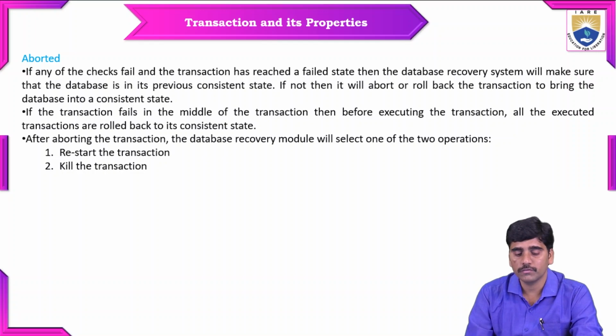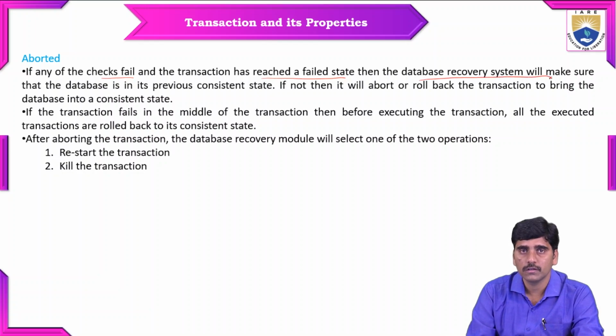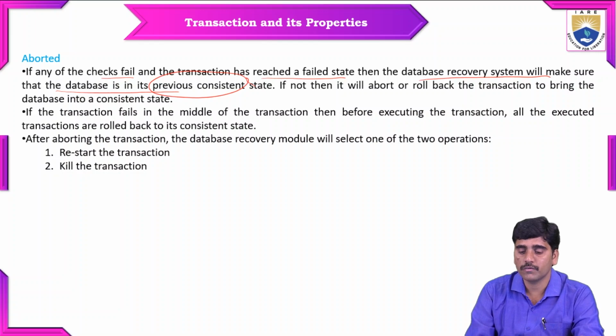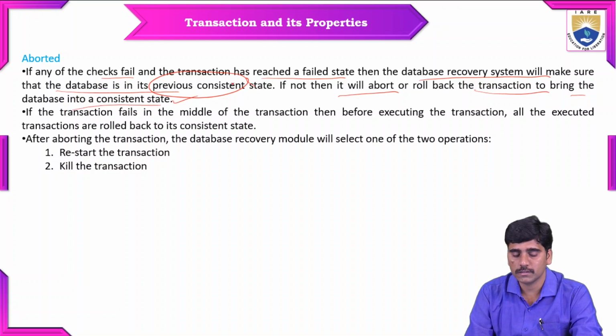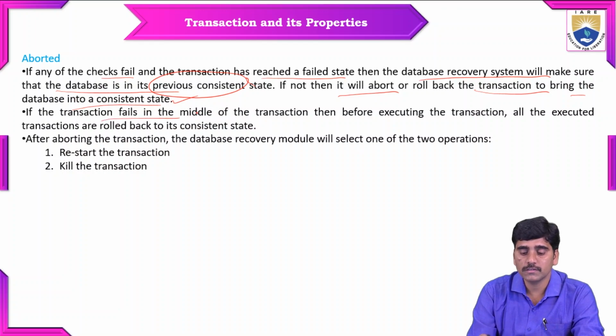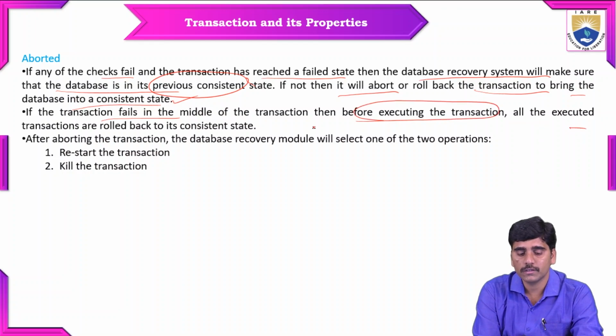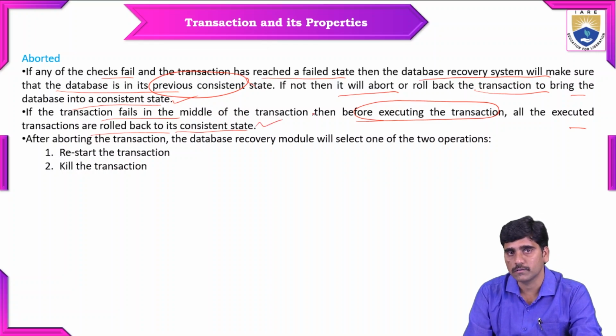So aborted state. If any of the checks fail and the transaction has reached a failed state, then the database recovery system will make sure that the database is in its previous consistent state. That is the rollback state. If not, then it will abort or roll back the transaction to bring the database into consistent state. If the transaction fails in the middle of the transaction, then all the executed transactions are rolled back to its consistent state.